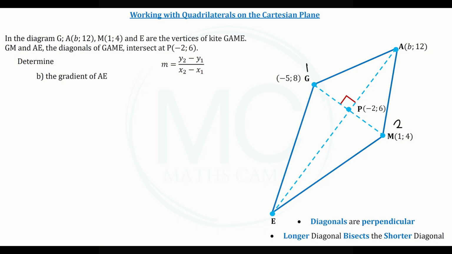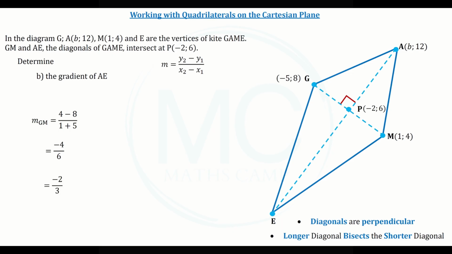Now we can say the gradient m of GM is equal to the y-coordinates 4 minus 8 over the x-coordinates 1 minus -5, which becomes 1 plus 5. 4 minus 8 gives us -4 over 1 plus 5, which is 6. Now we can simplify our fraction. 4 and 6 are divisible by 2, and we get -2 over 3.